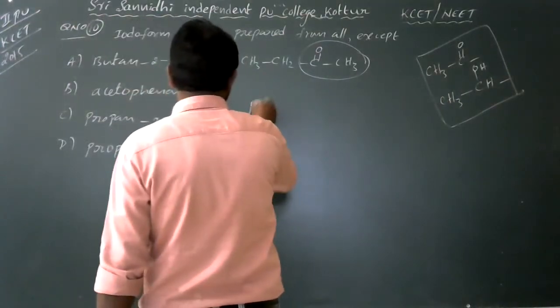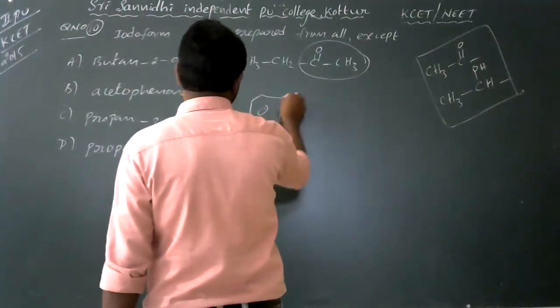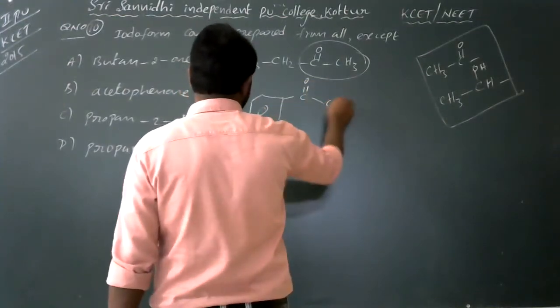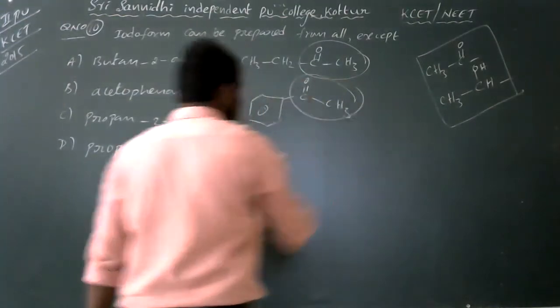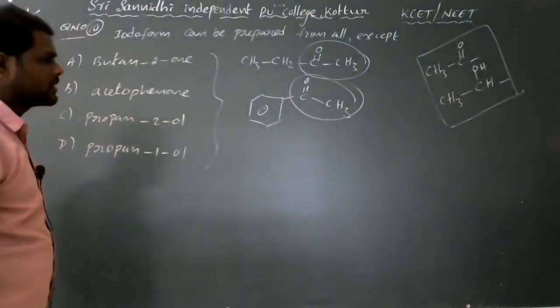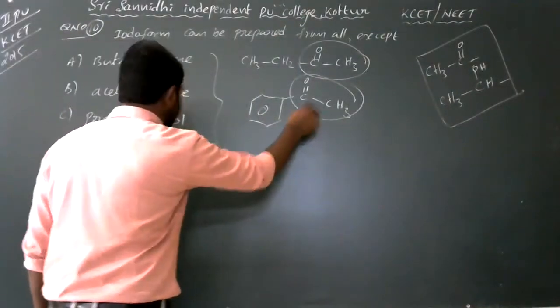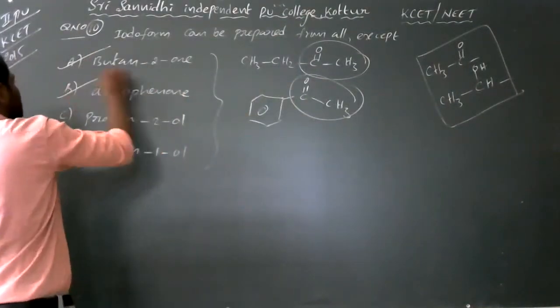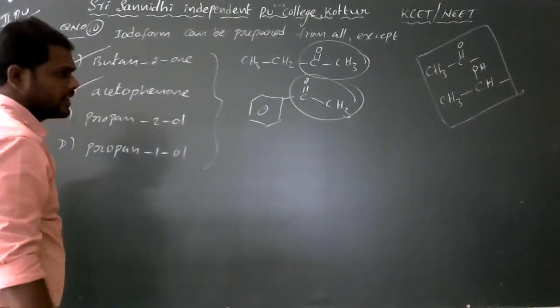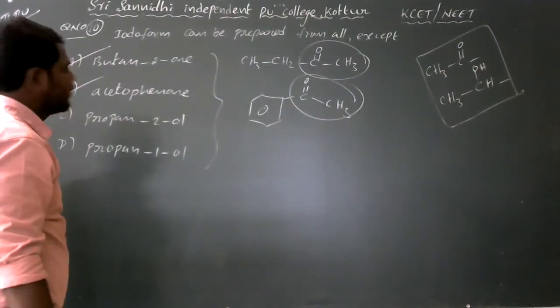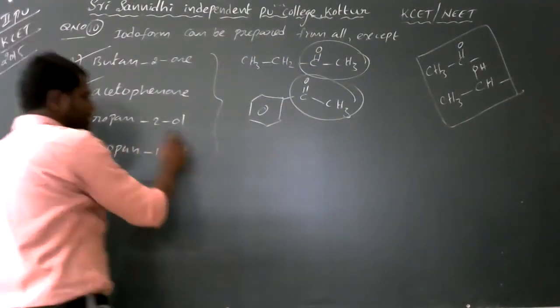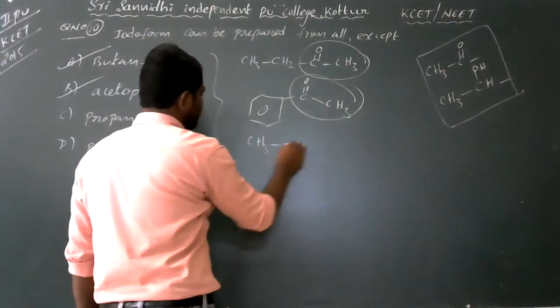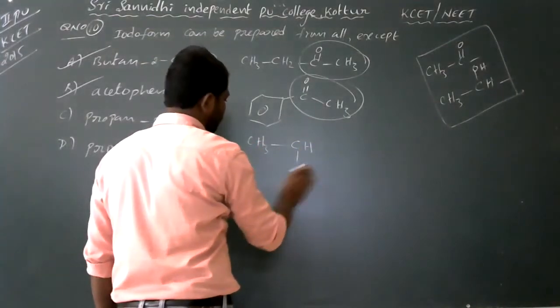Next, acetophenone. You see whether the COCH3 group is there in acetophenone or not. The COCH3 group is there, CH3 attached to the CO group is there. So options A and B both show iodoform formation. Next, propan-2-ol.